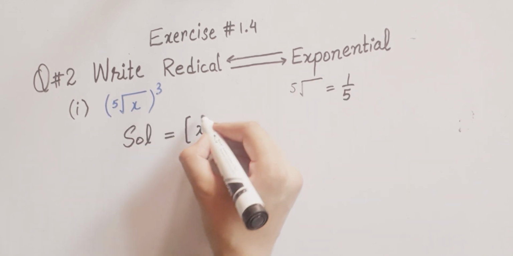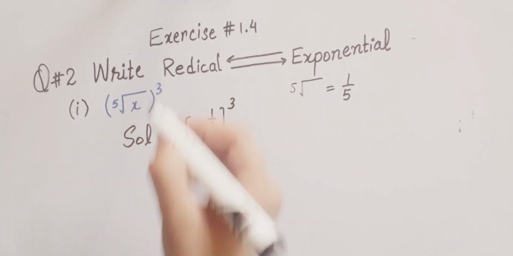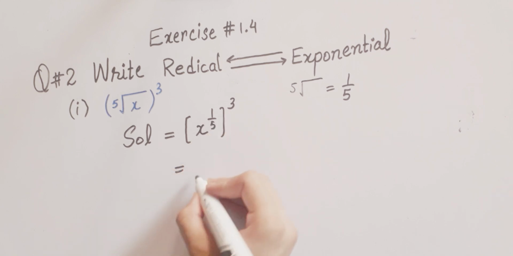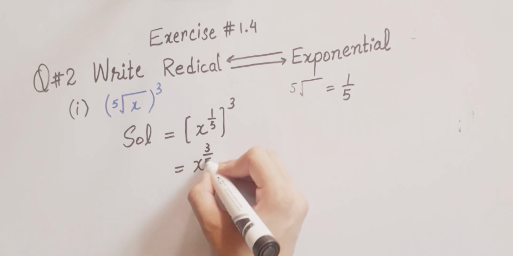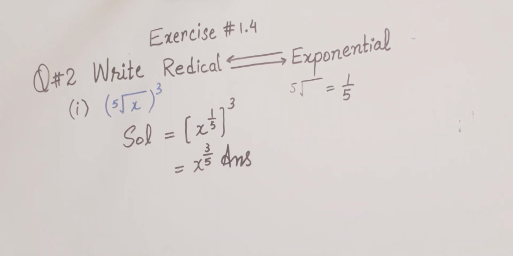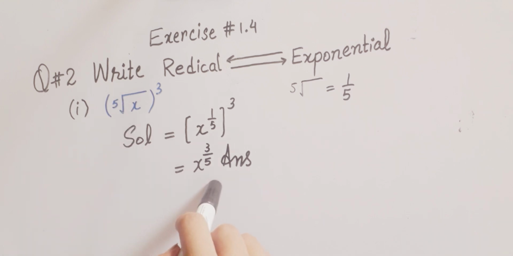So we will write x power 1 by 5 and whole power is 3. So this 3 will be multiplied by this 1 by 5. We have x power 3 by 5. So this is the answer. We have converted radical notation into exponential notation.